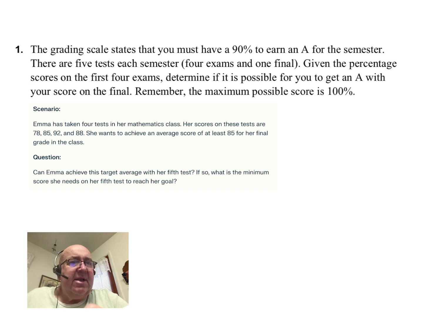You'll see that I'm using a different level on this first example. I'm looking to get an 85, which is a solid B. So Emma has taken 4 tests in her math class. Her scores on these tests are 78, 85, 92, and 88. She wants to achieve an average score of at least 85 for her final grade in the class. So can Emma achieve this target average with her 5th test? If so, what is the minimum score she needs on her 5th test to reach her goal?